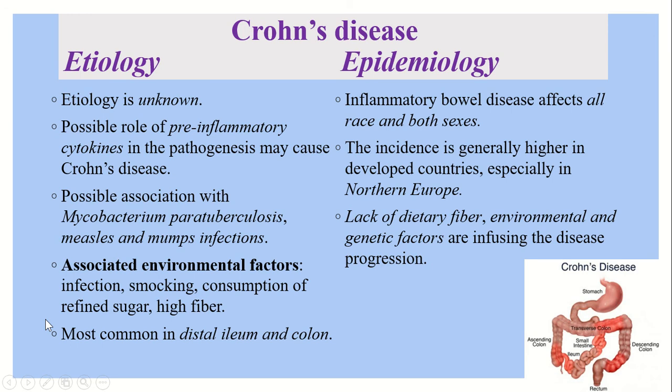And finally, let us discuss Crohn disease. The etiology of Crohn disease is unknown. A possible role of pro-inflammatory cytokines in the pathogenesis may cause Crohn disease. Possible association with Mycobacterium paratuberculosis, measles and mumps infections. And associated environmental factors are infection, smoking, consumption of refined sugar, and low fiber. I would like to say that for Crohn disease, mainly two etiological factors are now considered.